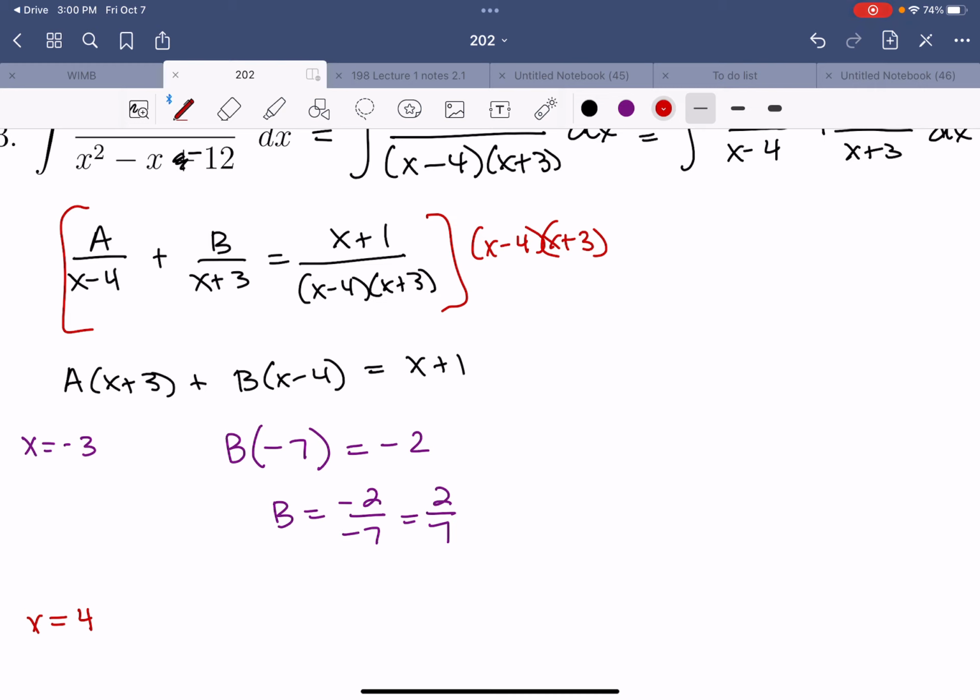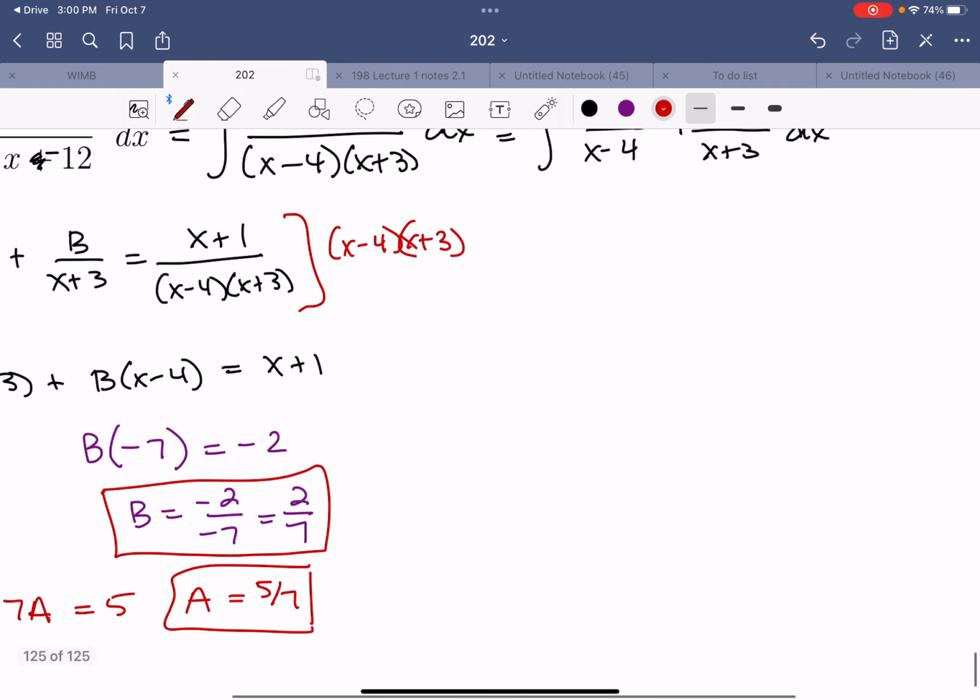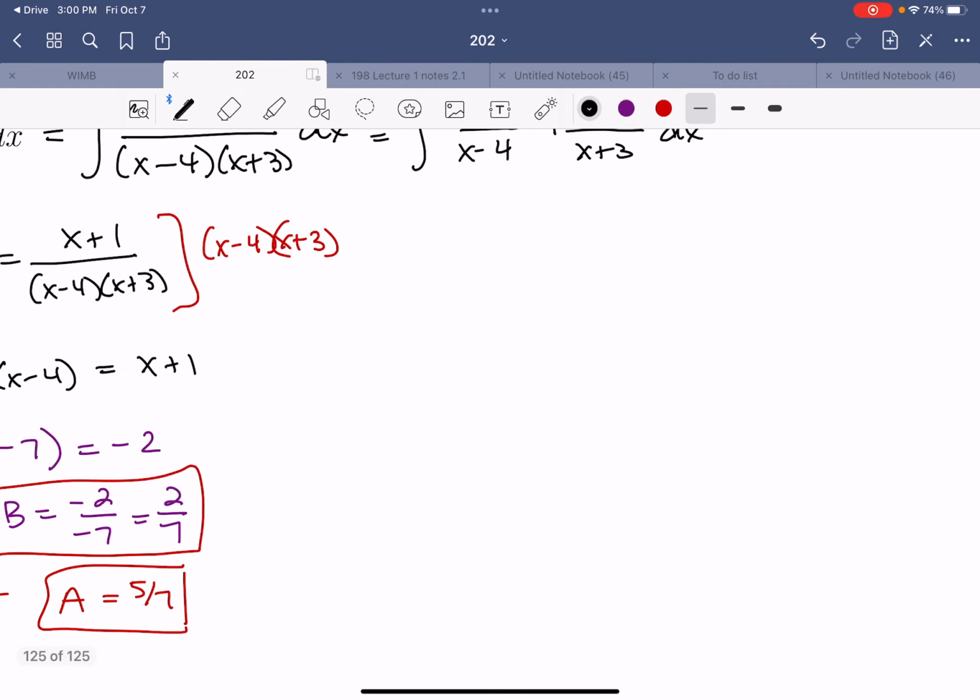The other number I want to plug in that will make my life easier is 4. I'll let you think about where those numbers came from. But if I plug in 4, I get 7 times A. The B term goes away, and that's equal to 5. And that tells me that A is equal to 5 over 7. So I get my two values for A and B. From there, we're going to plug them back in over here.